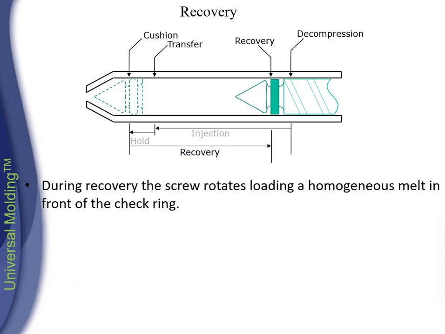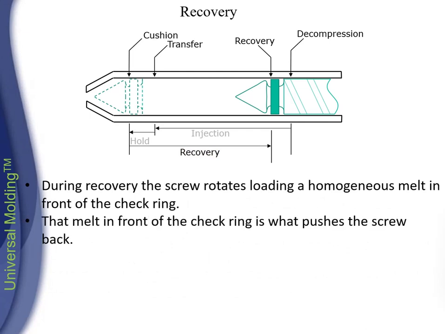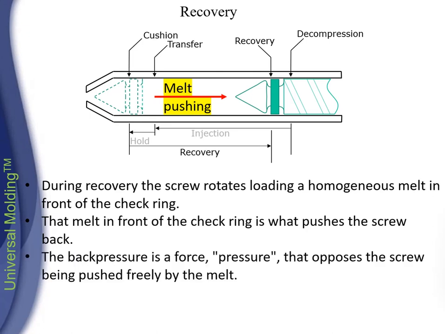During recovery, the screw rotates, loading a homogeneous melt in front of the check ring. That melt in front of the check ring is what pushes the screw back. The back pressure is a force, pressure, that opposes the screw being pushed freely by the melt.